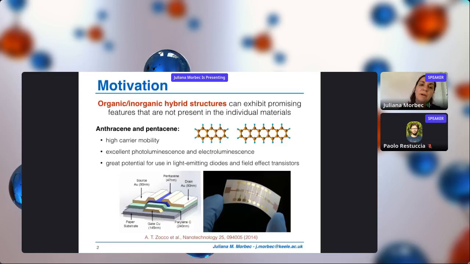In this particular talk, I will talk about interactions of anthracene and pentacene molecules with metal surfaces. These molecules are interesting because they have high carrier mobility. They also have excellent photoluminescence and electroluminescence, and they are very good for light-emitting diodes and field effect transistors. So the idea is that you can combine these molecules, which have very good properties for optoelectronic applications, with metal surfaces, which are usually used as contacts inside these kinds of systems.